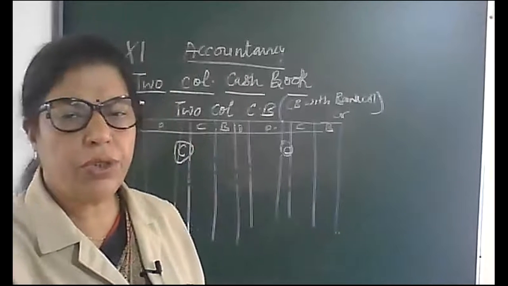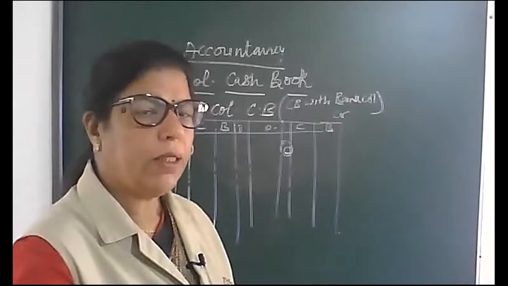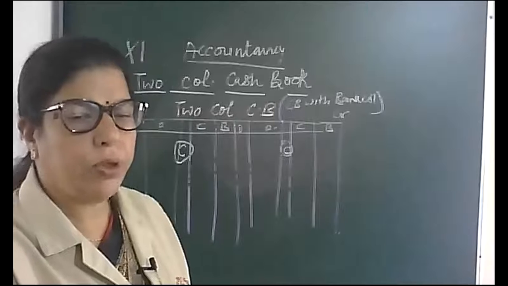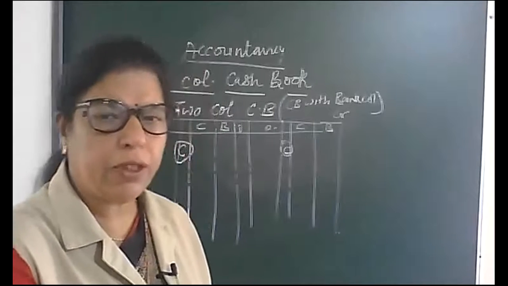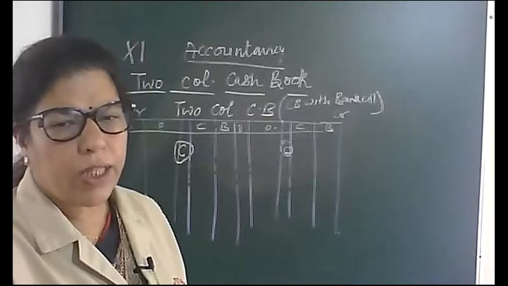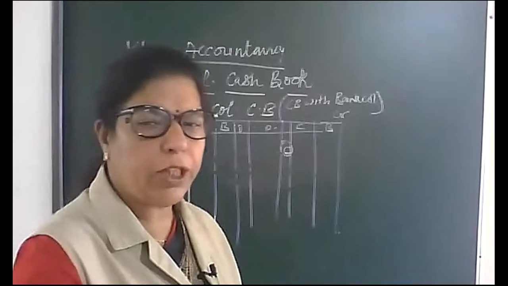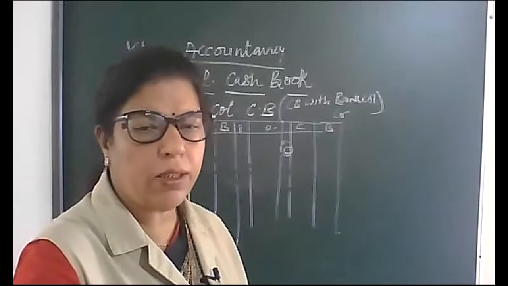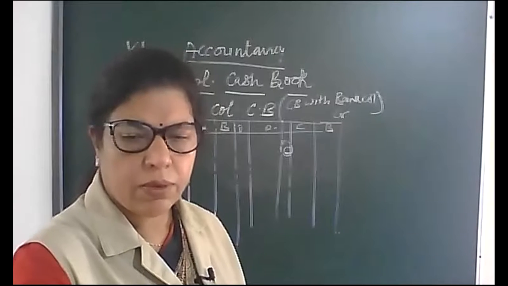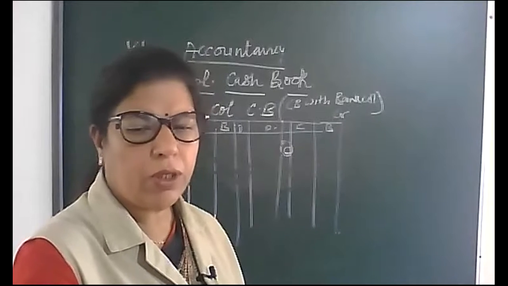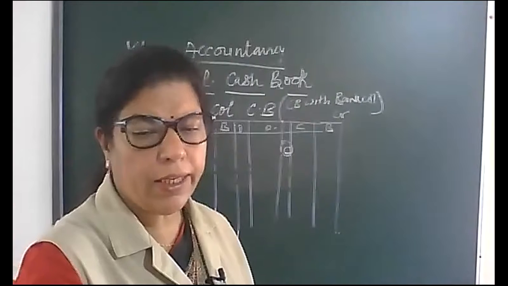So children, today we completed the two-column cash book process. I'll explain you the numericals tomorrow. We can say this is the double column cash book, or cash book with bank column, and how to pass the entries through the double column cash book and contra entries.